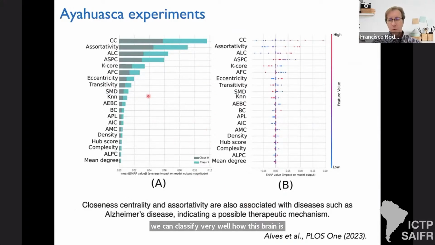And also, when we verify which properties are changing, we verify that the closeness centrality and the assortativity are very important ones. And also, closeness centrality is related to Alzheimer's disease. So this implies that in some way the brain is changing the centrality and the assortativity. And if this is related to Alzheimer's, it implies that maybe this drug can be used to treat Alzheimer's. Okay, so this is just a starting work, but we hope that this will help to understand how we can change the brain in order to avoid or treat some diseases. Okay, so these ayahuasca experiments provide us some clues that we can follow to try to develop new drugs.